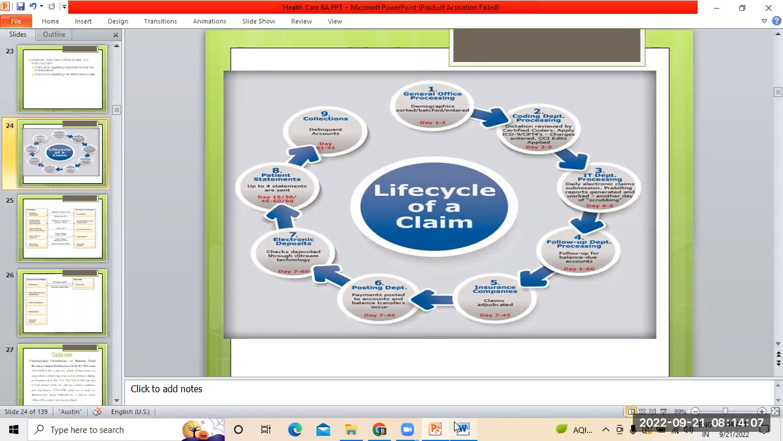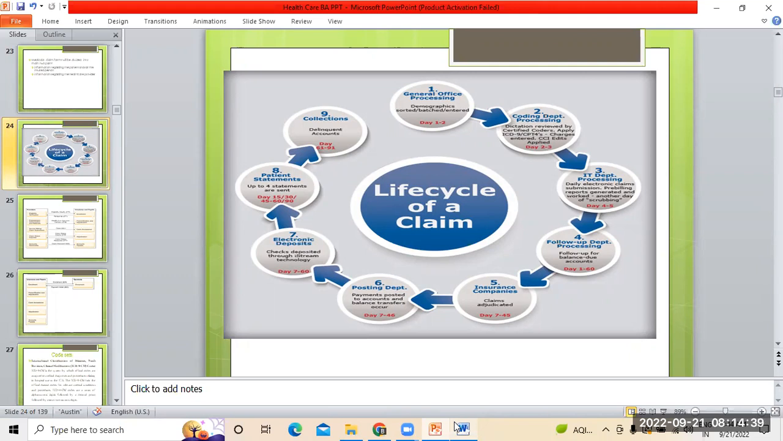This is generally the first thing that happens in the beginning, because the processing will be categorized into four different things. One is general office processing. Second is the coding department. Third, IT, followed by follow-up. So these are the first four steps we follow. So the first step, general office processing, is what we do.